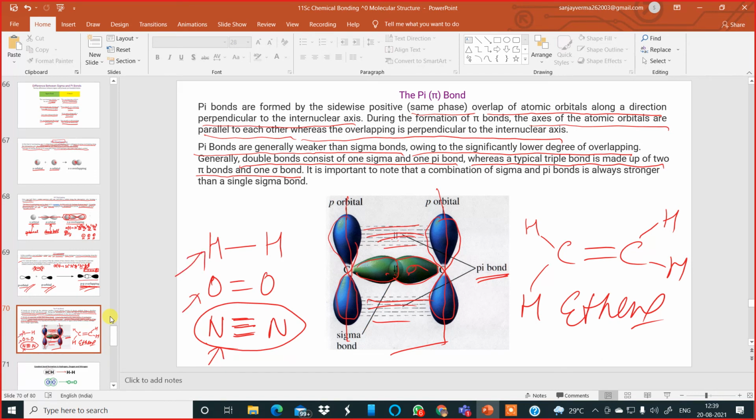So this was with regard to the pi bond in detail. I am very sure that the concept of the pi bond, the concept of polarity and non-polarity, and the bond parameters are clear to all of you today.